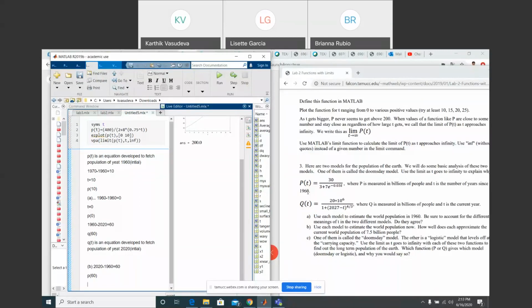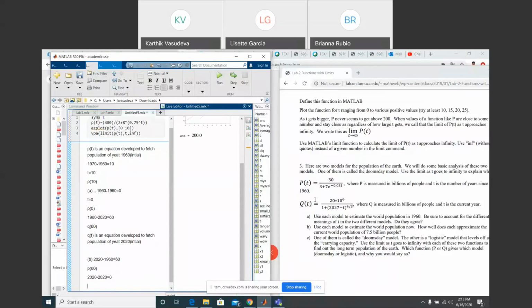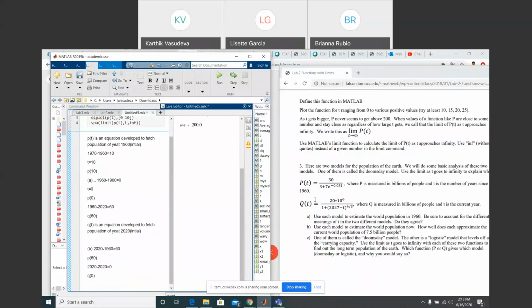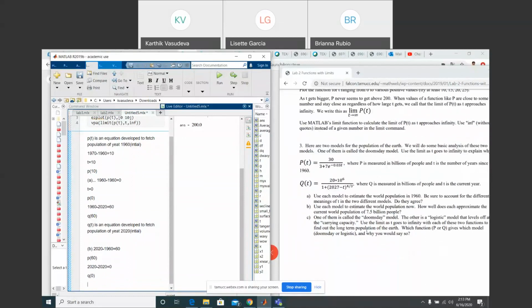Similarly, you have to also find 2020's population using Q of t. So 2020's population using 2020's equation, that is 0. So you have to find Q of 0. That's all. So B is done. Now for C, use them as doomsday models.